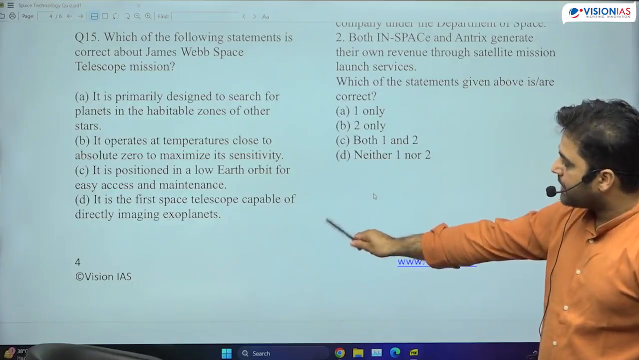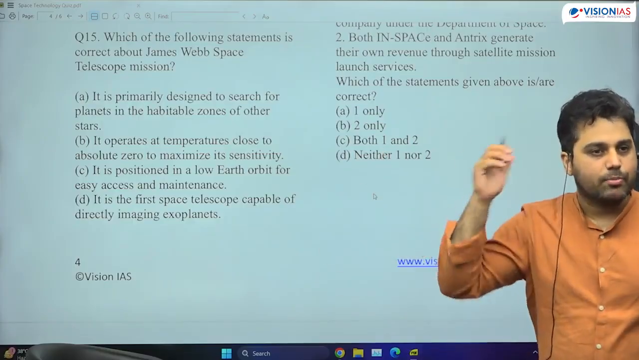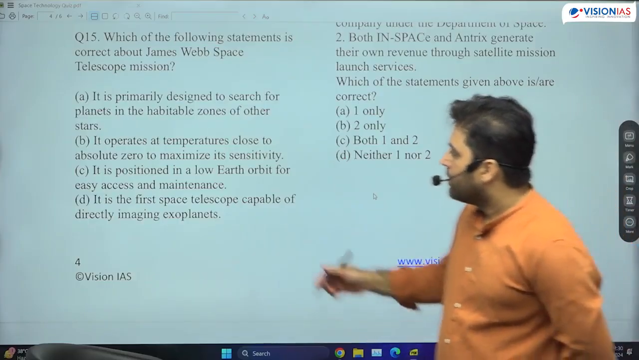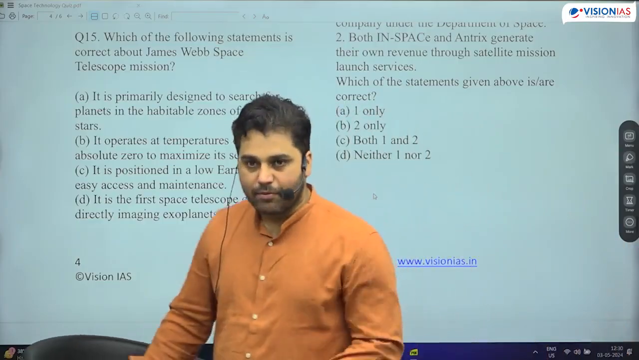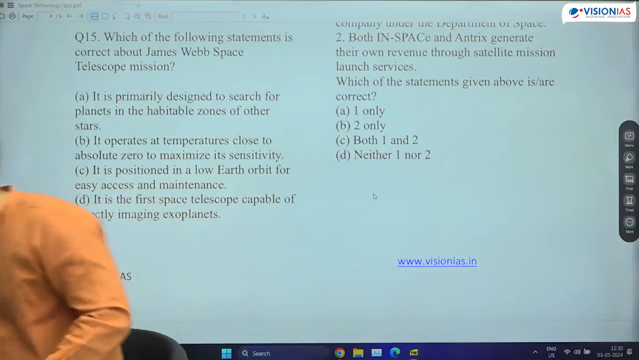It is the first space telescope capable of directly imaging exoplanets. That is also not true. There are so many other telescopes. The best example will be Hubble. So you can eliminate other options, and B is the right answer, but I will explain what type of arrangement this is and why this arrangement, in the next class.